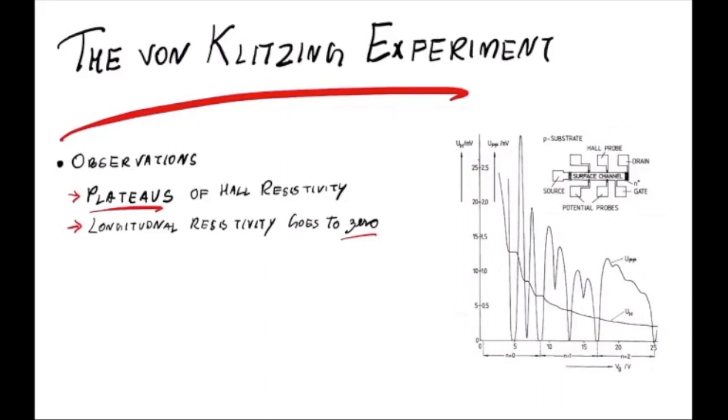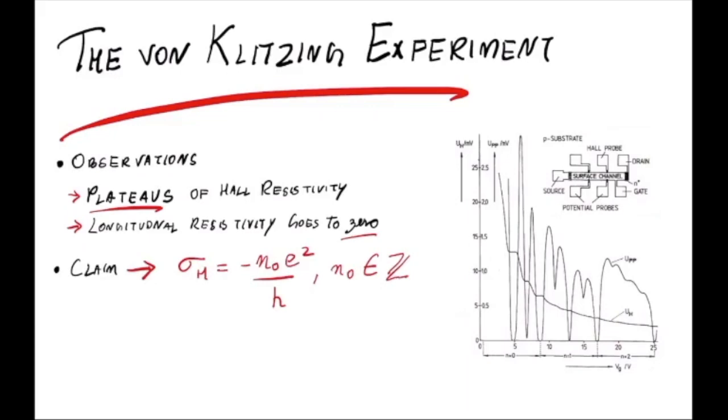So the Hall resistivity forms plateaus when the gate voltage is tuned from 0 to higher values. And they also observed that when these plateaus do form, the longitudinal resistivity goes to 0. Using this observation, they claimed that the Hall conductivity was quantized in units of e squared by h.